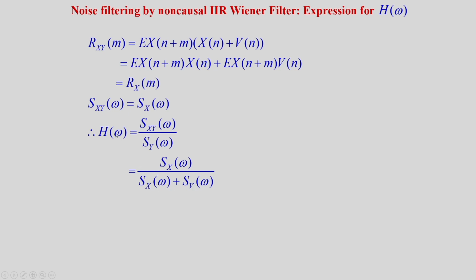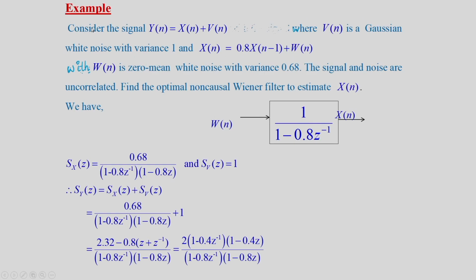Therefore, H(ω) will be equal to Sx(ω) divided by Sx(ω) plus Sv(ω). So, this way we can determine the system function or transfer function of the non-causal IIR Wiener filter in terms of the power spectral densities of the signal and the observed data. Let us consider one example.